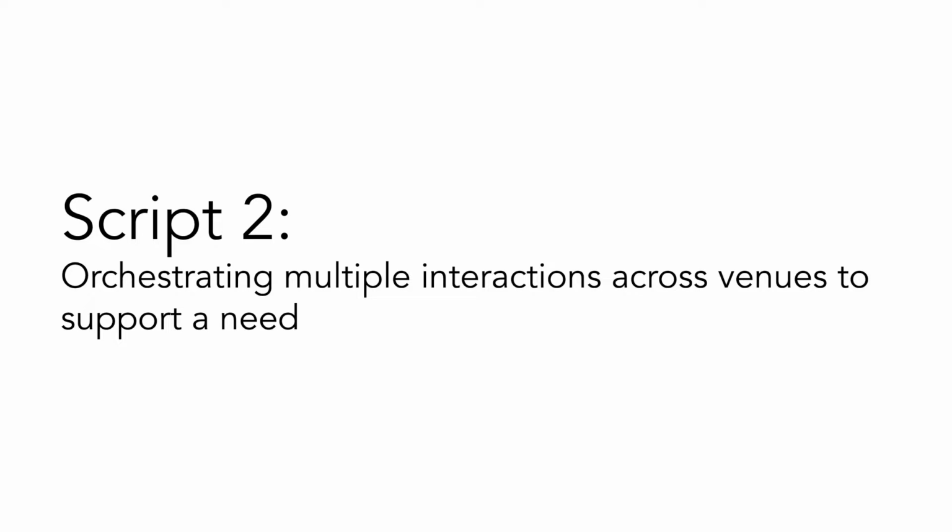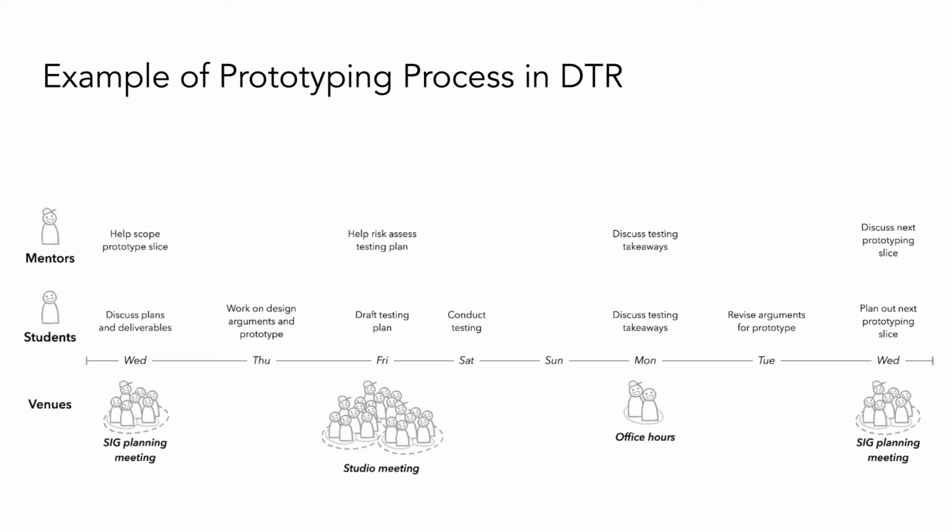All right, so for the second script, we'll take this idea of being able to script around these venues and extend it further to be able to script a process of working across multiple interactions in a venue. One thing that we try to do in DTR is really get students to work on deep prototyping slices where every single week they come in with a plan to test and build out a new set of arguments, create a testing plan, go and do testing on their prototype, discuss testing takeaways with their mentor, create revised arguments for the prototype, and then plan out the next slice that they'll do the week after.